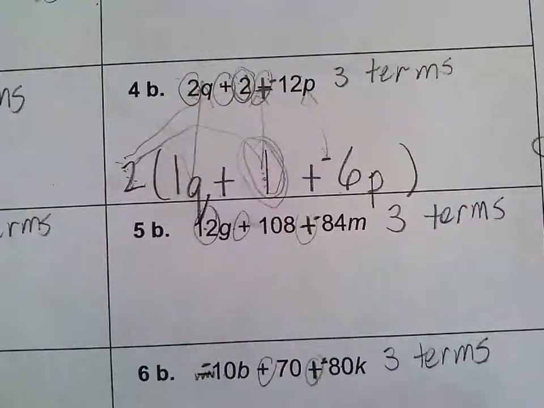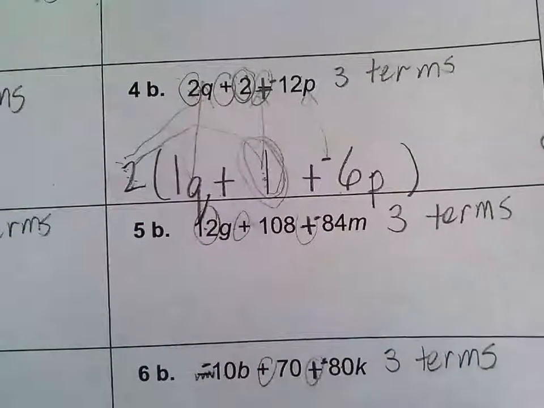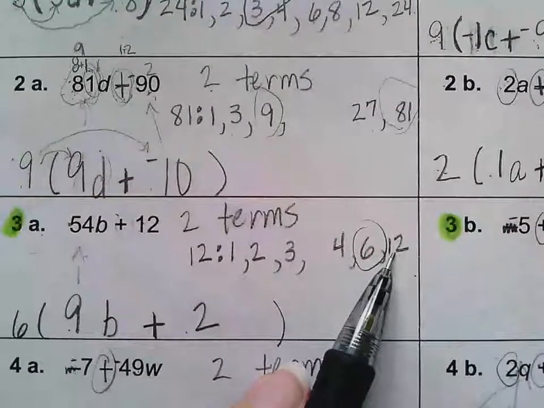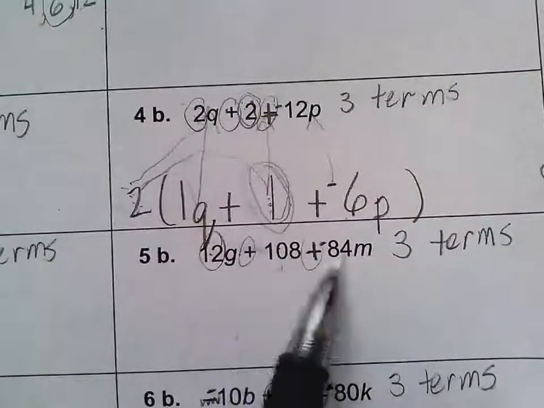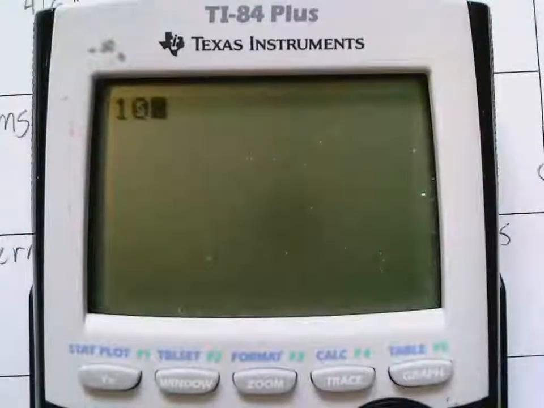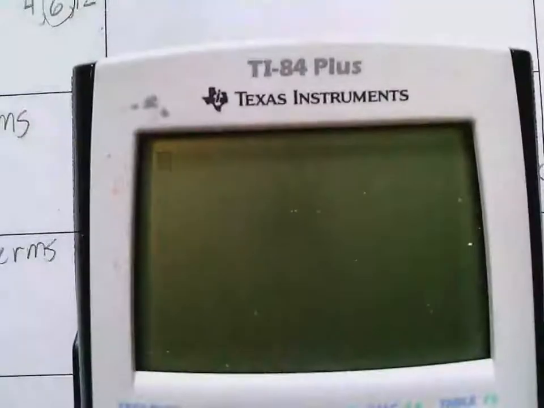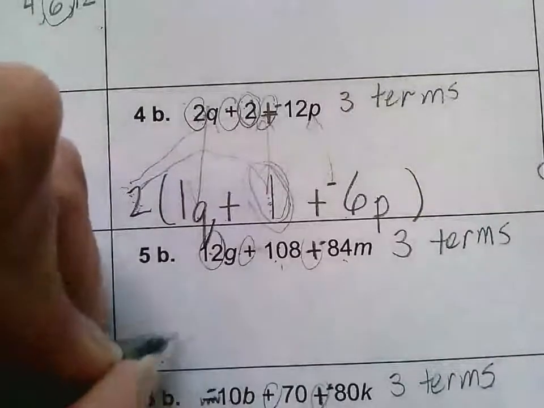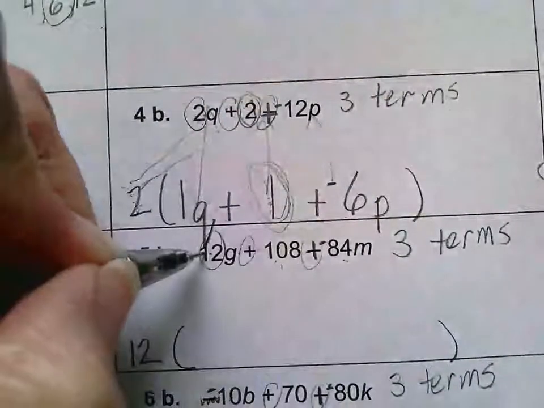Smallest number here is 12. I've already listed my factors of 12 several times up here. So I'm just going to start with 12 and see if 12 is a factor of these 2 numbers. And to do that, I can use my calculator. So 108 divided by 12. Ooh, that works. Let's try the other one. 84 divided by 12. Yes. Okay, so 12 is my greatest common factor because it's a factor of itself.